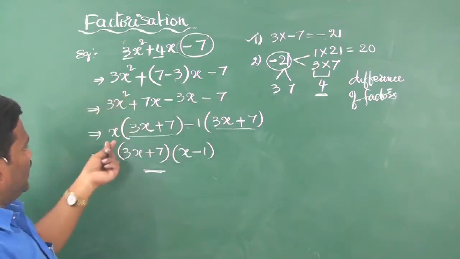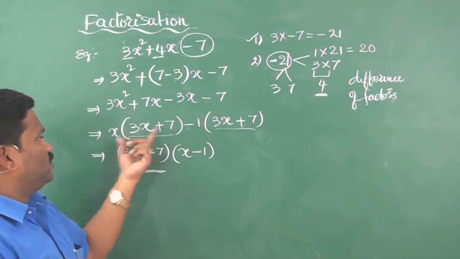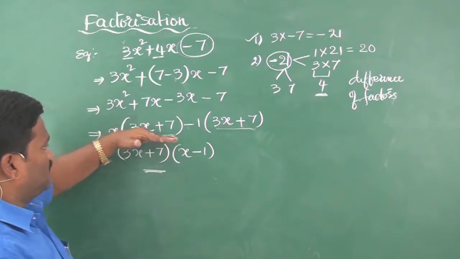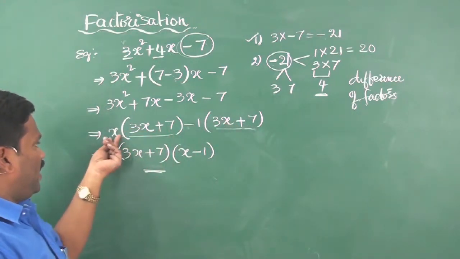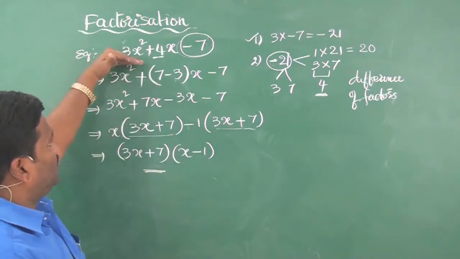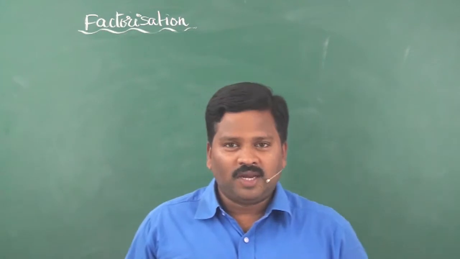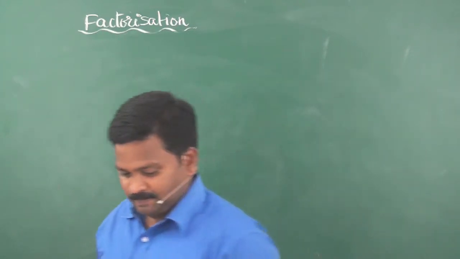In these two, we can take x common. In these two, we can take minus 1 common. Again, in these two terms, we can take 3x plus 7 common. Here we have x minus 1. These are the factors of 3x square plus 4x minus 7. Now, let us do one more example.